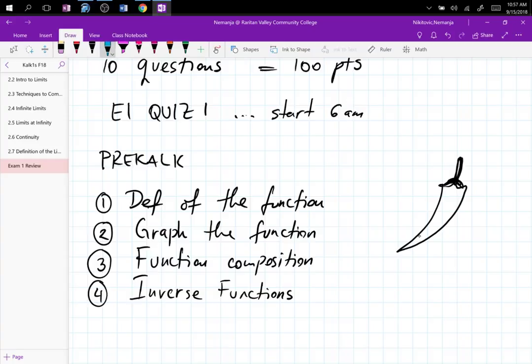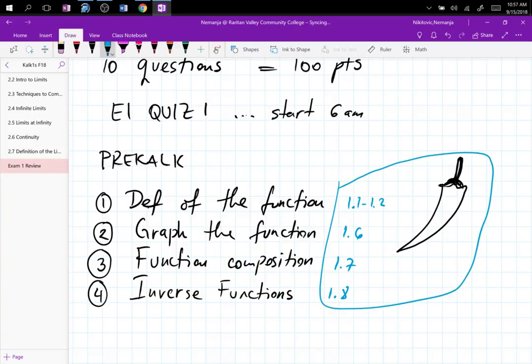And if you are doing the pre-calculus textbook, you are going to find the definition in 1.1 and 1.2, graph functions in 1.6, 1.7, and 1.8. So I'm going to box this way and say pre-calc. So these are the sections and chapters.